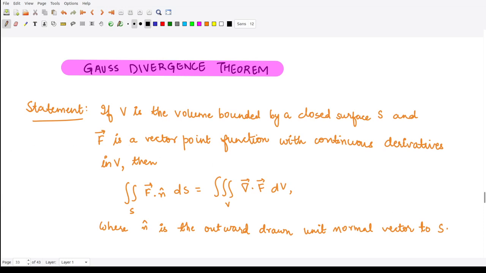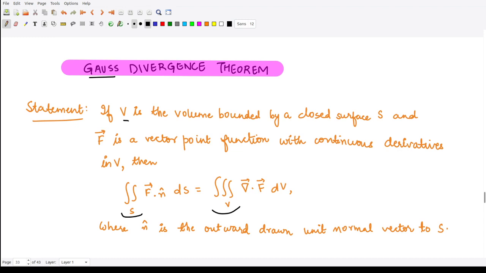So today we'll be studying the Gauss divergence theorem. Now we already studied Green's theorem, right? That theorem converts the line integral into the corresponding surface integral. This theorem, the Gauss divergence theorem, converts the surface integral to the corresponding volume integral. So let's see how it does that.